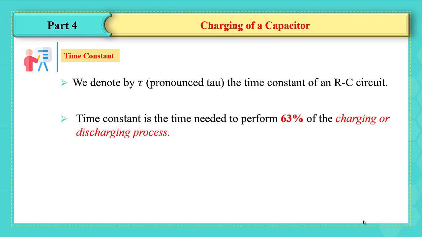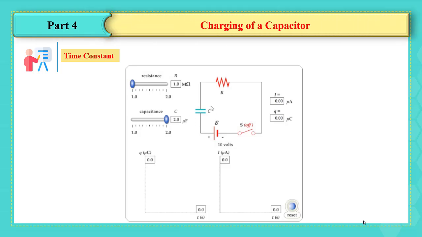On what factors does tau depend? We are going to discover in the following experiment. This experiment shows the charging process of a capacitor. In this circuit, we have a resistor and a capacitor connected in series with a generator. In this simulation, I can change the value of the resistance of the resistor R and the value of the capacitance of the capacitor C.